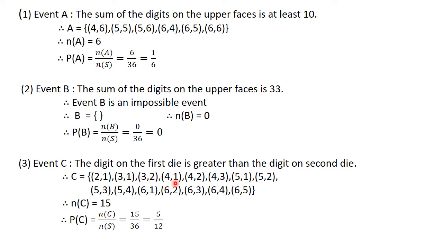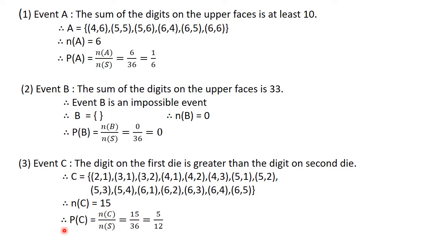Then from the fourth line 3 points, 4, 1, 4, 2, 4, 3. Then from the fifth line 5, 1, 5, 2, 5, 3, 5, 4. And from the last line 6, 1, 6, 2, 6, 3, 6, 4 and 6, 5. See, everywhere the first number is greater than the second one. So here in all we have 15 sample points.